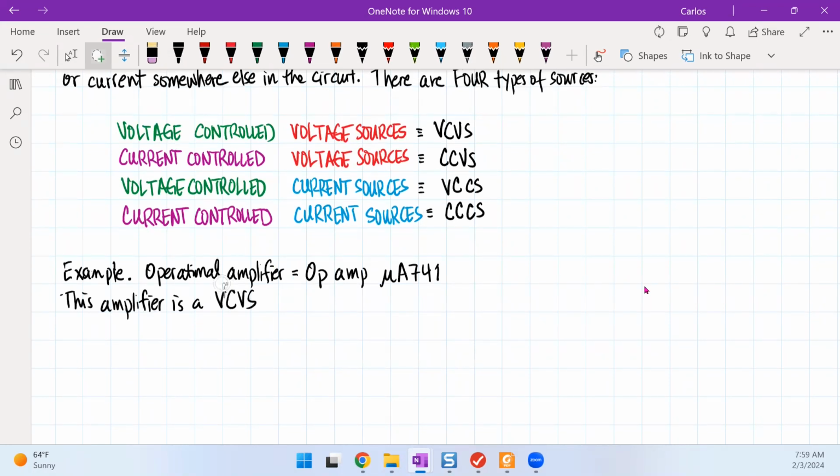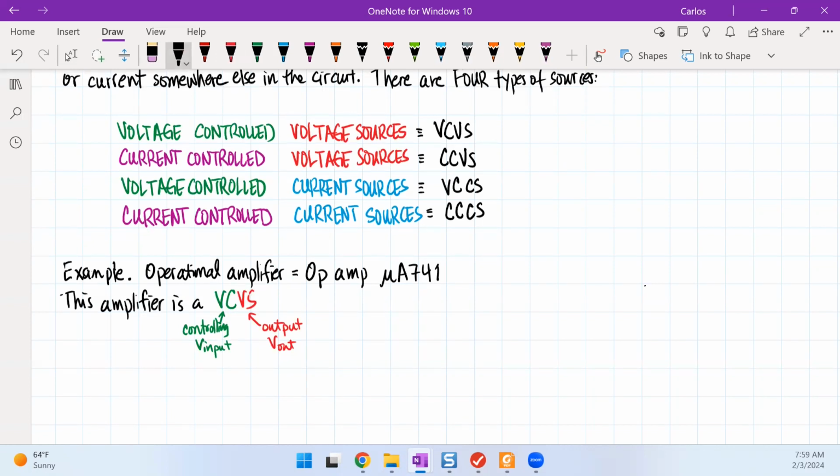So again, this is what controls the source, and this right here is the output. So once again, this is the controlling part, and that is going to give us the V input. This guy here is the output voltage, and this is going to give us V out.